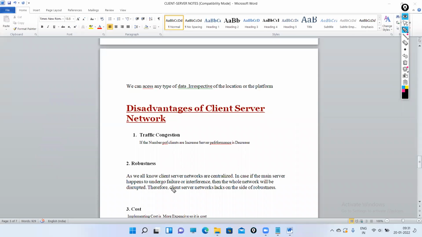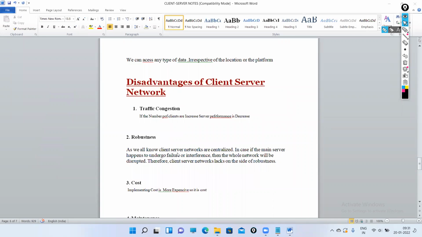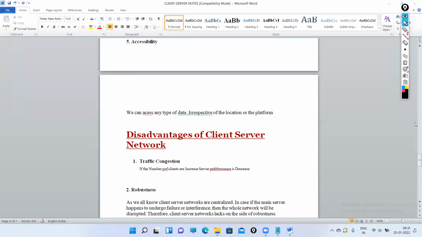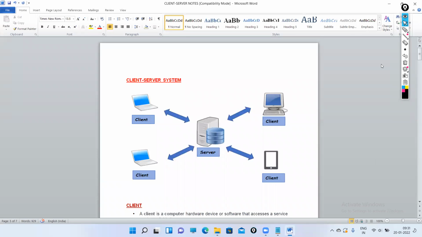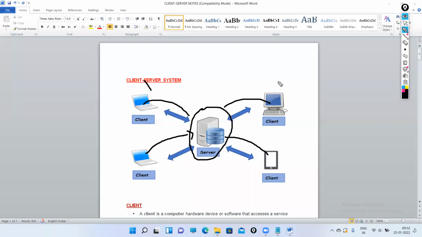Number 2, robustness. Robustness means what, madam? As well, in client server networks everything is centralized in the main server. For example, robustness means, first you can observe this one, madam. Here one server is there, yes or no, madam? Now this one depends on this server. This one also depends on this server. Client 1, client 2, client 3, client 4. These 4 systems depend on the server only.